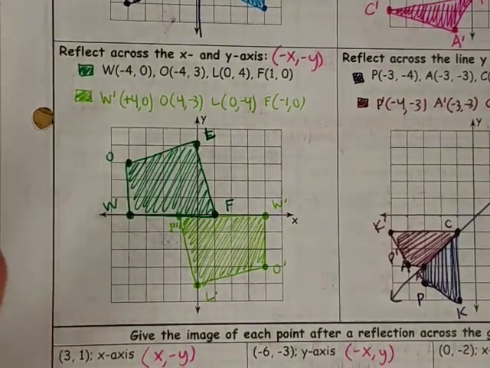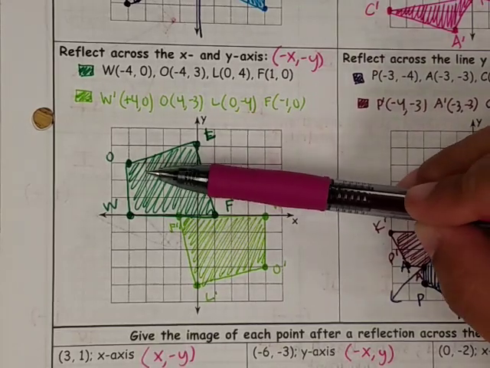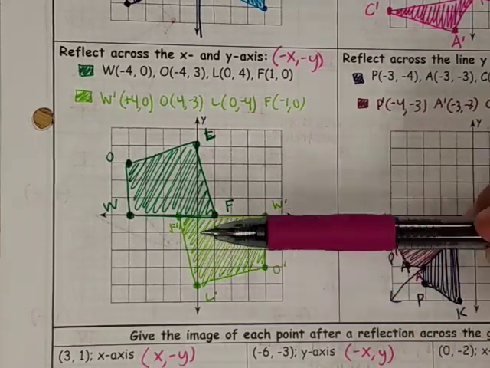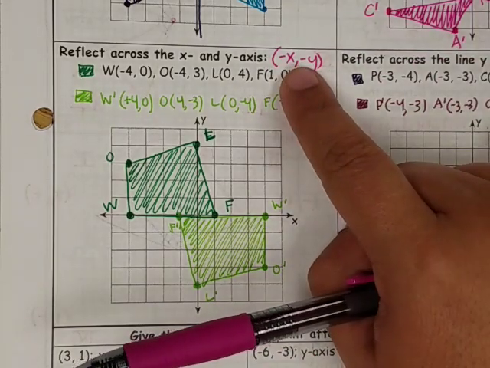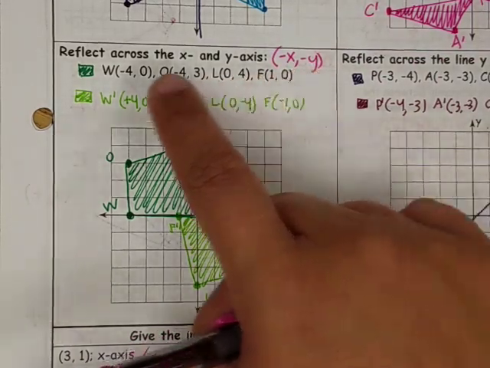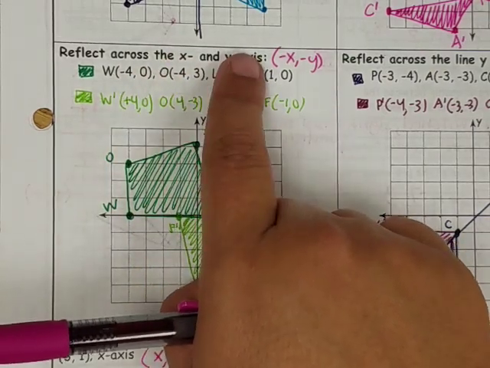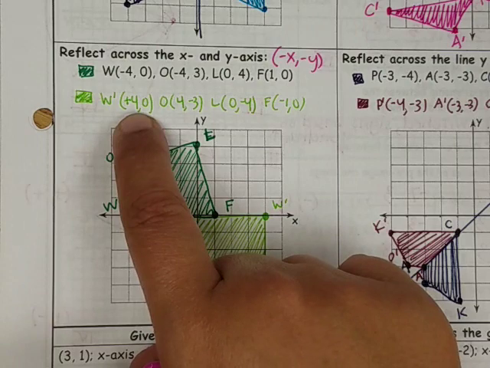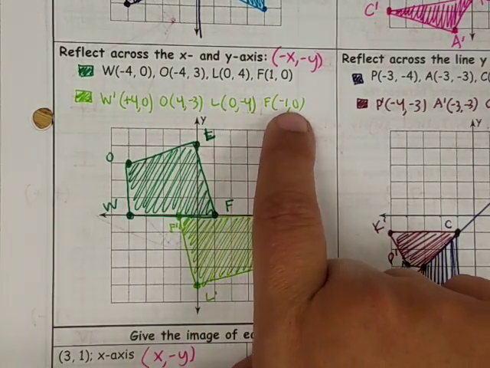All right, the trapezoid did a double. I only showed the last one. So this would have gone over the x-axis and been here, and then over the y-axis and would be here. I actually used the rule to go a little faster. So what I did was I just switched all my signs to their opposites for both x and y because I was doing a double reflection. So I got positive 4, 0, positive 4, negative 3, 0, negative 4, negative 1, 0.